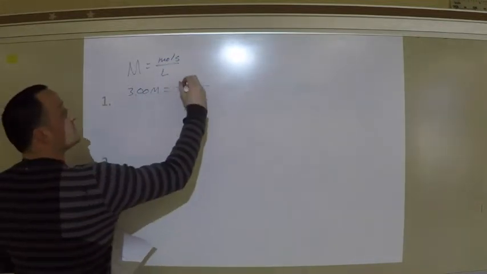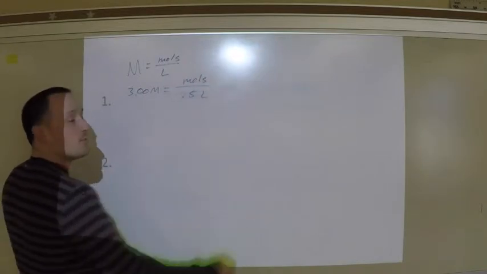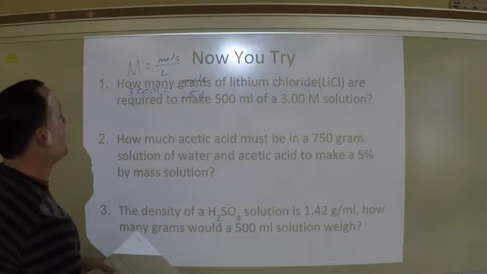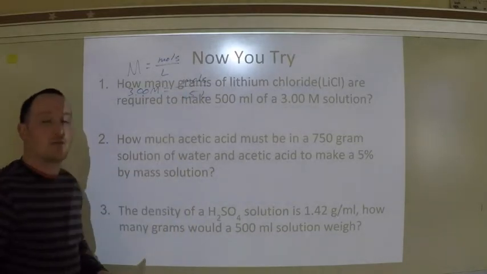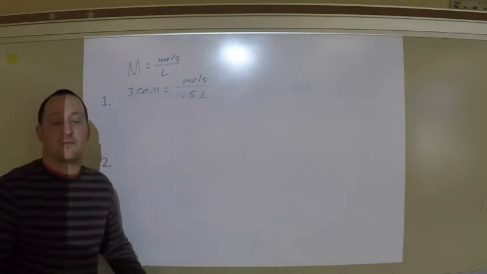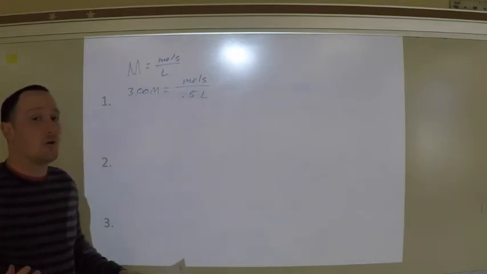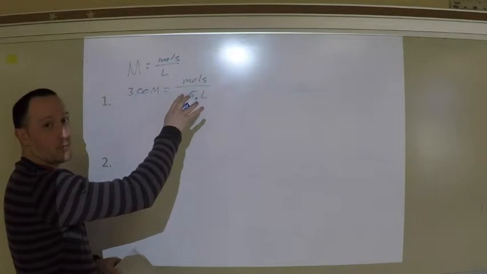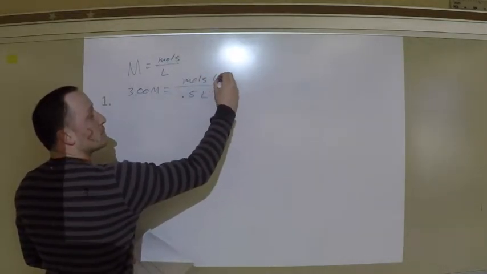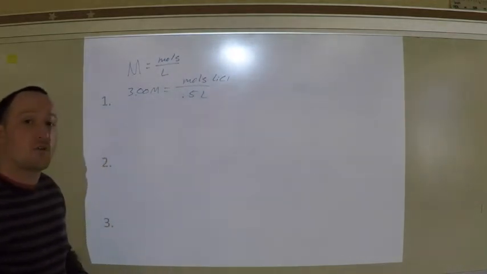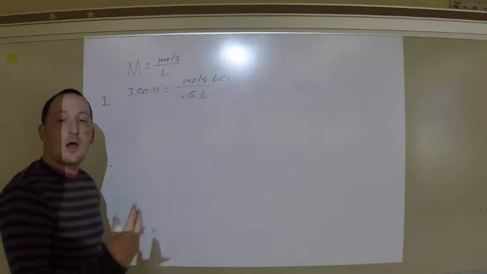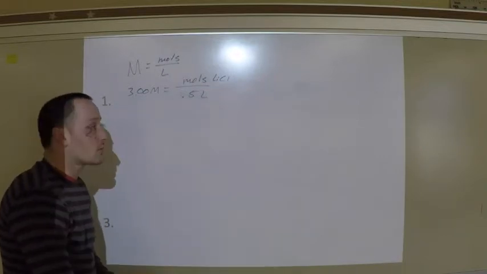Which leaves me with moles to solve for. Now you might be wondering, how did you know to solve for moles? Well, it asked me how many grams of lithium chloride. I can't solve directly for grams, but here's what I can do. I can solve for moles of lithium chloride. Again, lithium chloride was the solute, so I'm really solving for moles of lithium chloride. Then, once I know moles of lithium chloride, I can solve for my grams.